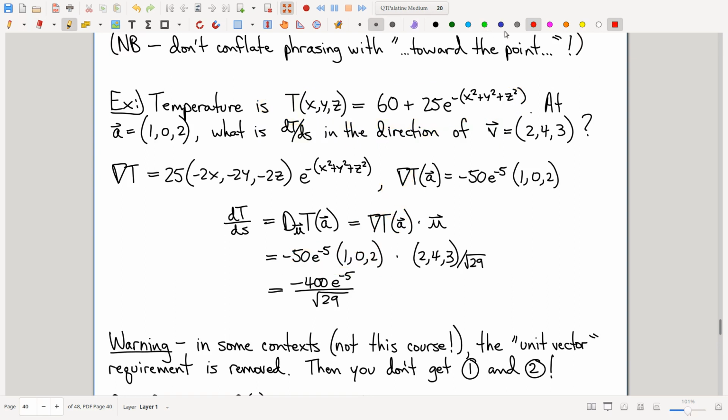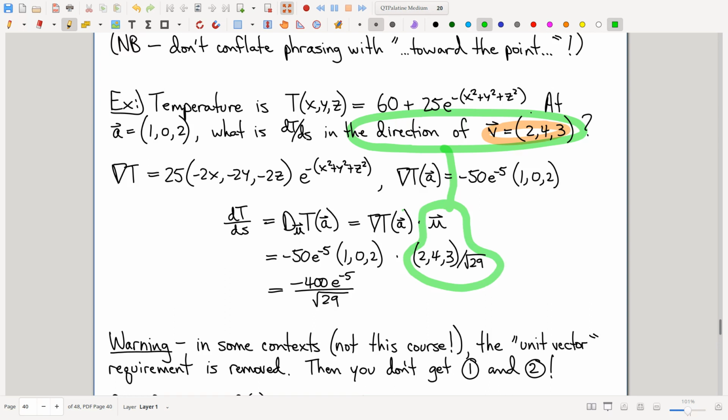And then again, we have this issue of we want the direction that this non-unit vector is pointing, right? How do we find a direction? Directions being represented by unit vectors. Well, we've got to find the unit vector that points in the given direction, and we do that by taking the non-unit vector and dividing by its own magnitude. Again. Okay, and everything else is computation.